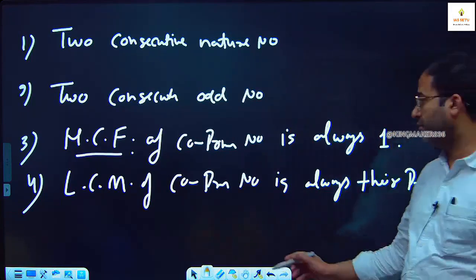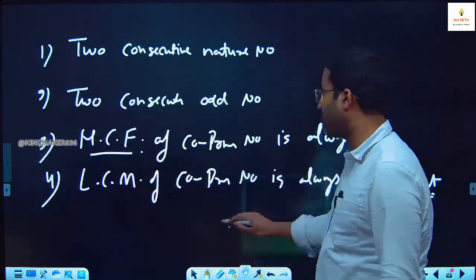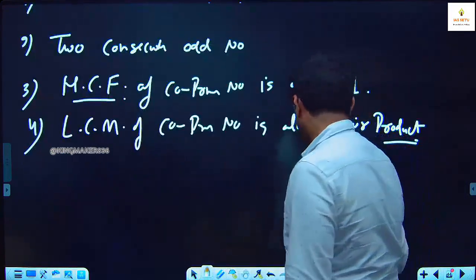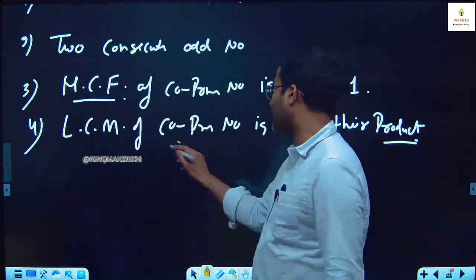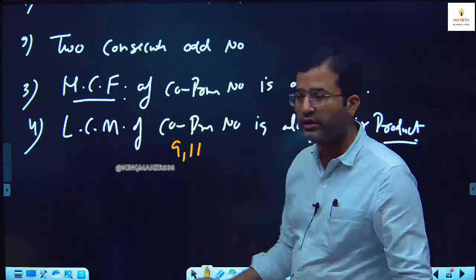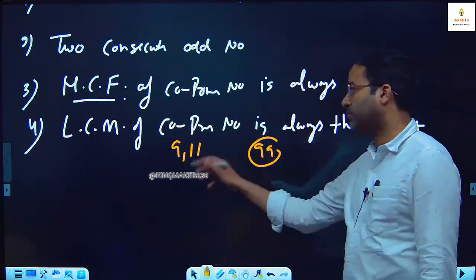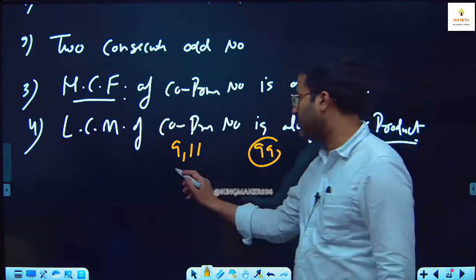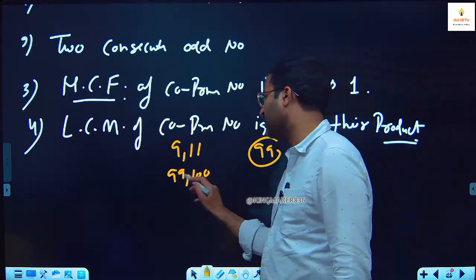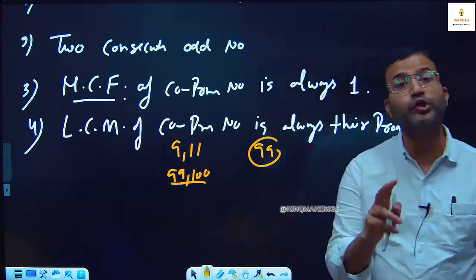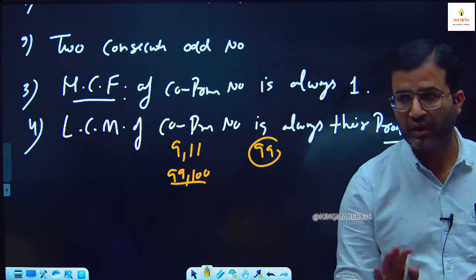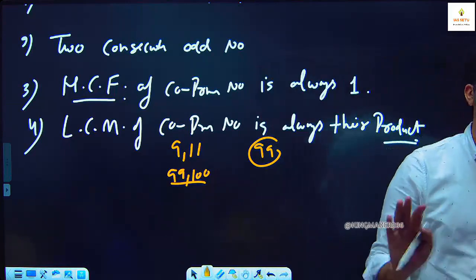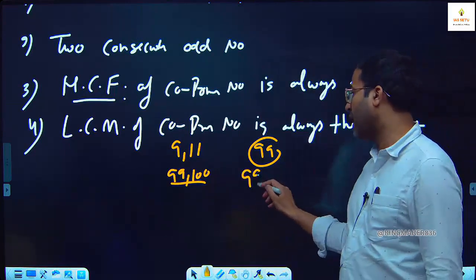Like 9 and 11. If I ask you what is LCM of 9 and 11, you can directly say 99. They are multiplied. If I ask you what is LCM of 99 and 100, since 99 and 100 are two consecutive natural numbers, co-prime. If they are co-prime, what is their LCM? They are multiplied. क्या है multiple? 9900.